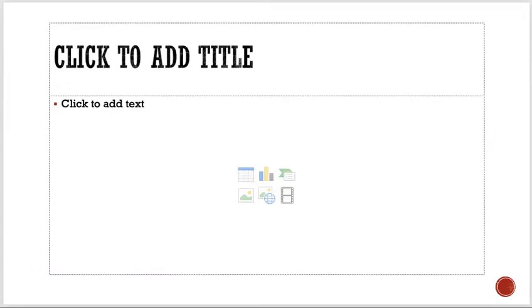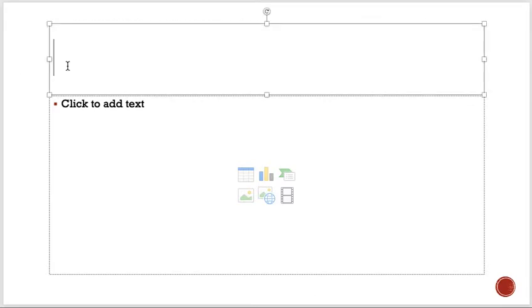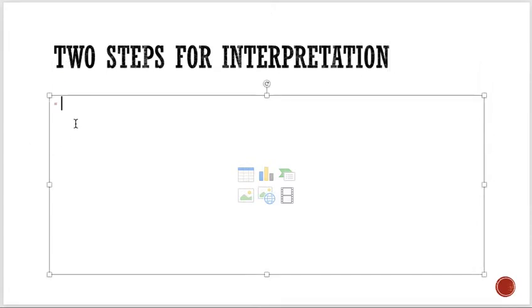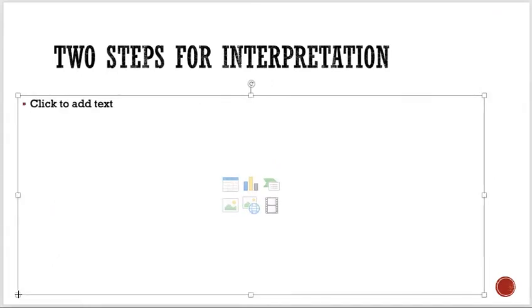So how do we interpret ABGs? There are two steps whenever we assess ABGs. The first step is to assess oxygenation.